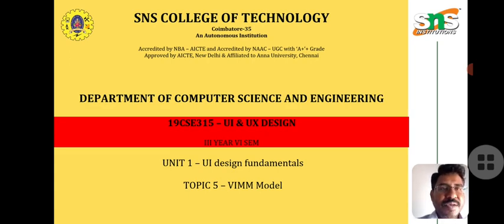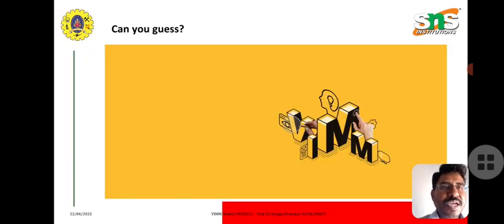Okay, as a part of all these concepts, we are going to see about our course 19 CSE 315 UI and UX design. In the first unit, UI design fundamentals, the VIMM model. Can anyone guess what VIMM stands for? V for visual, I for intellectual, M for memory, and another M for motor. So let us see them elaborately one by one.